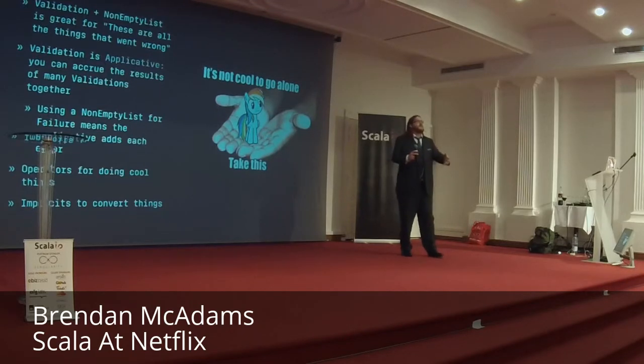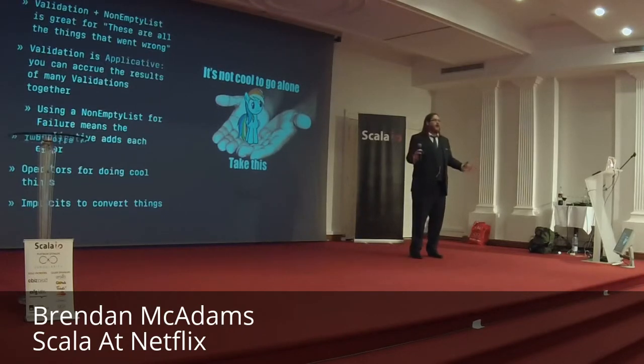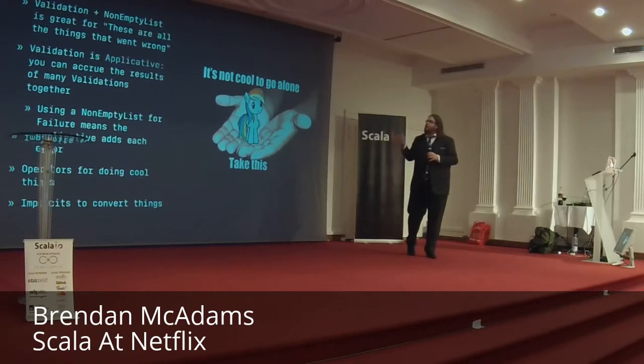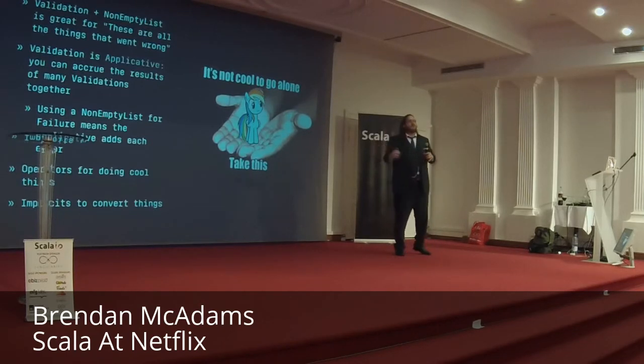So when you're doing something like returning errors, a non-empty list is really useful for saying there's at least one error in here. And so non-empty list plays very nicely to the point that there's also a version of the validation object that's ValidationNEL that says that the error side of it will contain a non-empty list. And what's cool as well is validation is applicative, so you can accrue many results of these validations together.